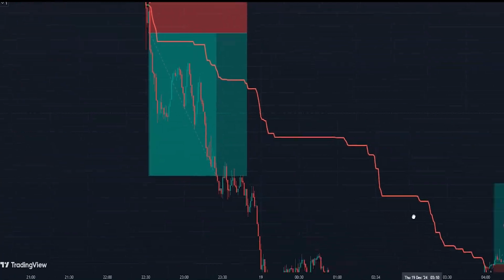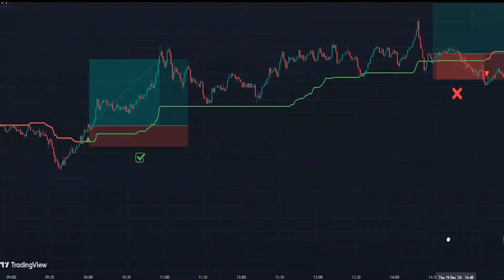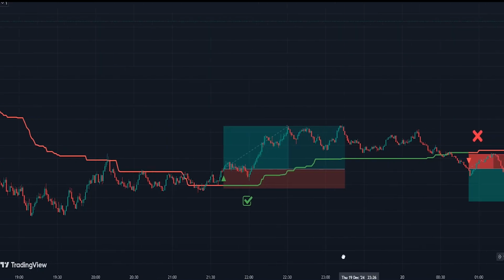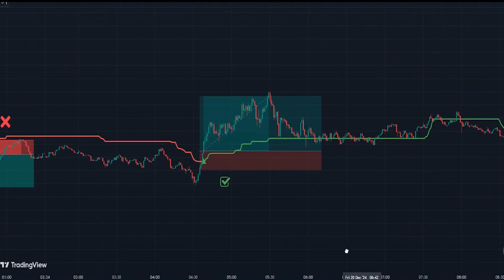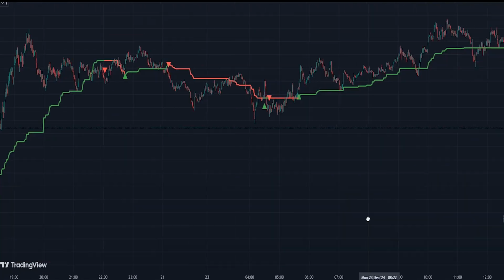This indicator, even though it's a free version, has an outstanding performance. I can confidently say it competes well with paid market indicators and, in many cases, even outperforms them.